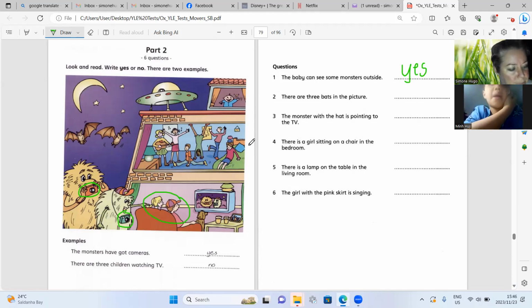There are three bats in the picture. No. How many bats are there? Two. Yes. The monster with the hat is pointing to the TV. Yes.